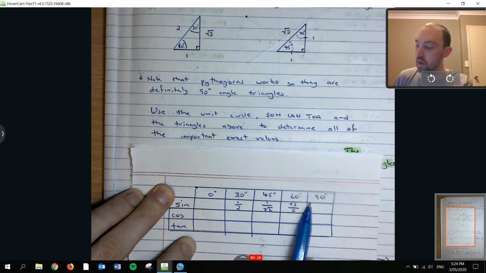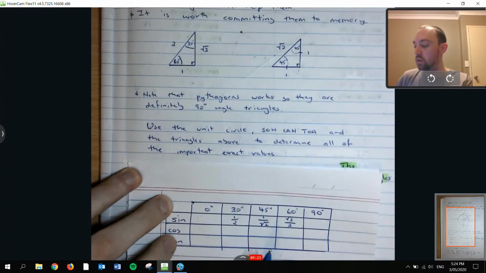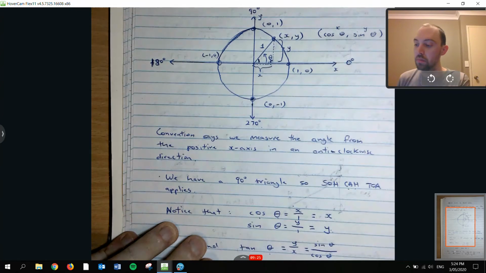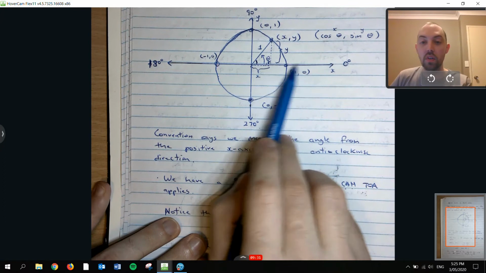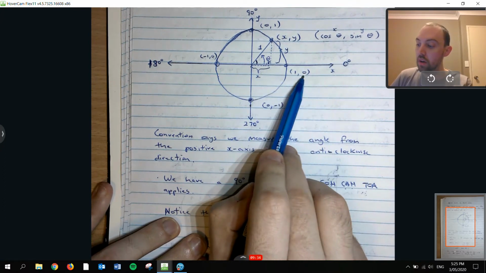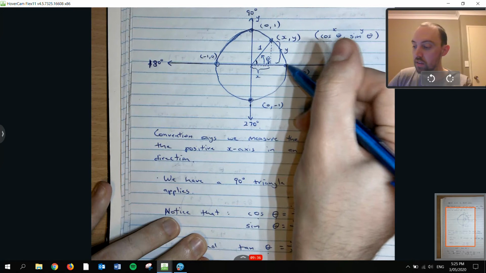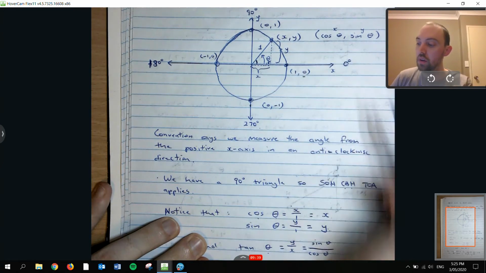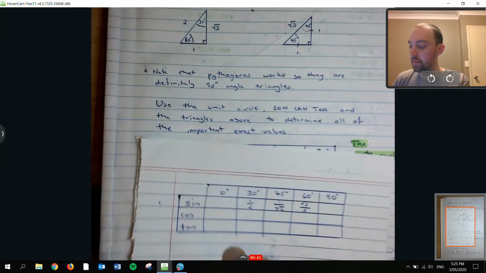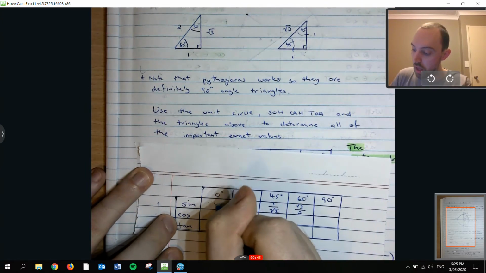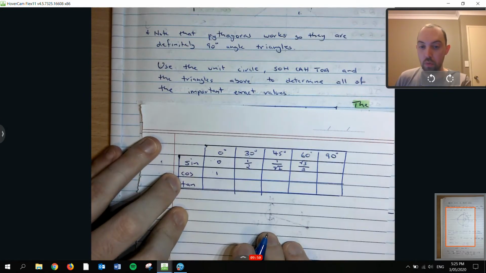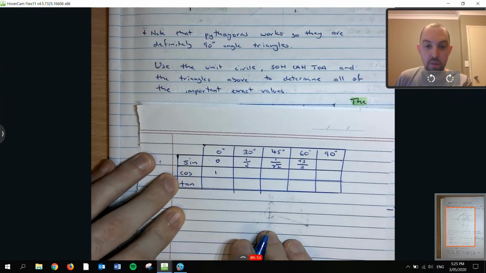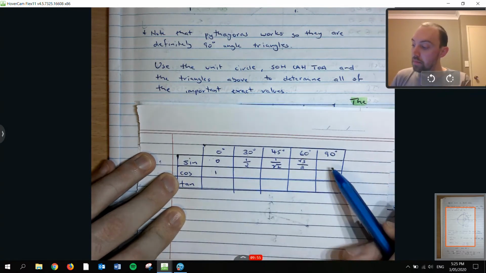And then 0 and 90 don't come from the triangles, we've got to go back to the unit circle. Remember that sine is your y value. At 0 degrees along the x-axis, what is my y value? Well, at the edge of that circle with a radius of 1, my y value is 0. My x value, however, is 1, which is my cos value. Keep filling it in.